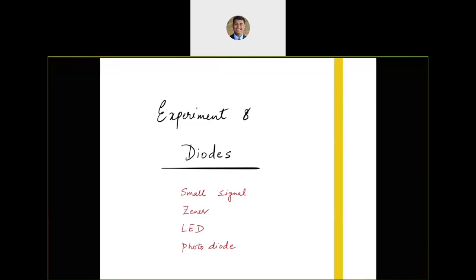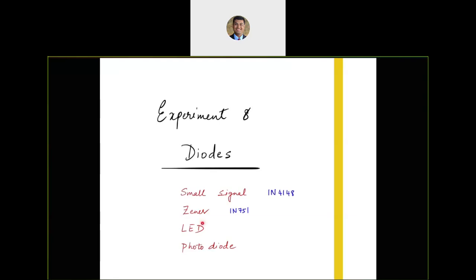So you're going to be focusing on diodes. There are several different types that we are going to explore in experiment 8. The small signal diode, and I can quickly write the part numbers here: 1N4148. Zener diode is going to be 1N751. The LEDs come in a variety of colors, and there is a photodiode that you could use to detect light.